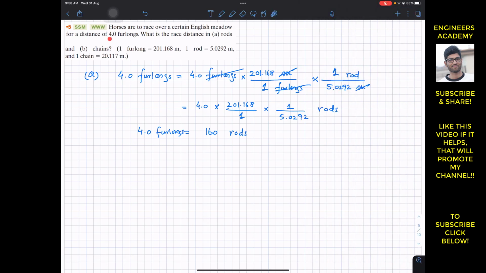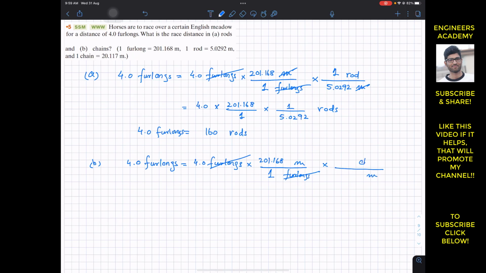Now in the second part we need to convert this 4.0 furlongs to chains. So again in part B, 4.0 furlongs is equal to 4.0 furlongs multiplied by, again we need to cancel out furlongs, so we need furlong in the denominator. We have the conversion between furlong and meter, so in the numerator I will write meters. Now again 1 furlong is equal to 201.168 meters. So furlongs will cancel out, and we want to have this in terms of chains. So again we multiply with another fraction, the conversion between chains and meters. We want to cancel out meters, so we need meters in the denominator and chains in the numerator.